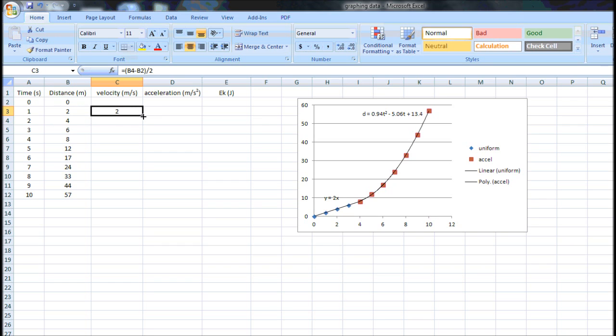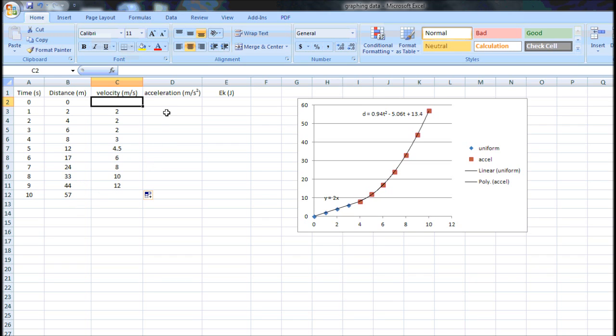There we go. Now, I want to extend that all the way down so the calculation is done for the entire column. You'll notice I can't find the velocity here at 0 seconds because there's no point before. There's one after, but there's no point before. And I can't do that at 10 seconds because there's a point before, but no point after.